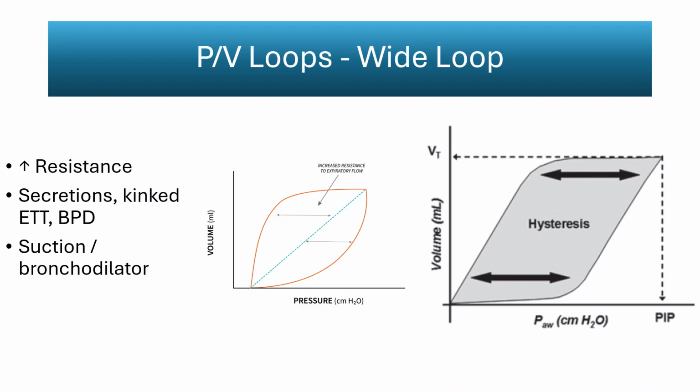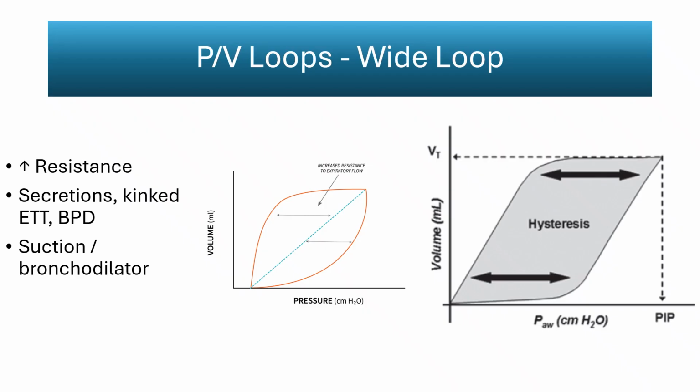When resistance is elevated, whether from secretions, a partially obstructed or kinked endotracheal tube, or the chronic airway changes seen in bronchopulmonary dysplasia, the lung inflates and deflates less efficiently. During inspiration, pressure must rise further to overcome the added resistance before volume increases. During expiration, flow is slowed and the lung empties more slowly. These delays in inflation and deflation create a larger horizontal separation between the two limbs of the loop.